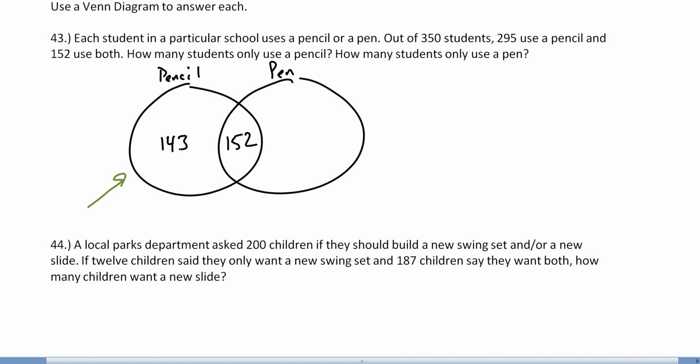All right. And now when we look at this a little bit closer, if there's 350 students here, well, right now I only see 295 listed. That means there must be another 5 that are over here in the pen only section. Okay? And so to answer the two questions, it says how many students only carry a pencil and how many students only carry a pen. And so that's the 143 and the 5. That's what those outer sections represent. They're the students who only have a pencil or only have a pen. Okay?